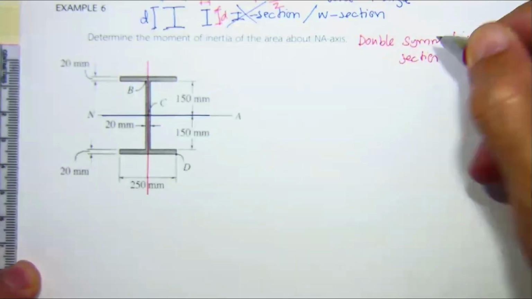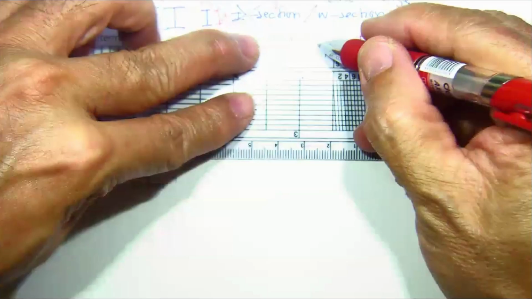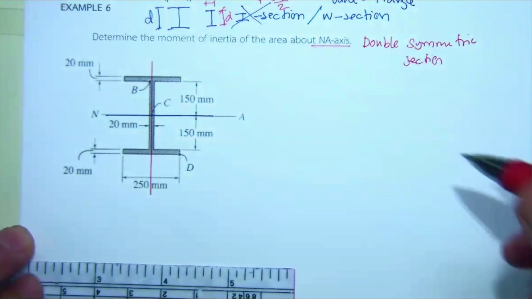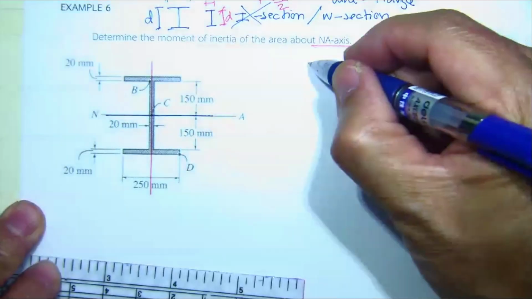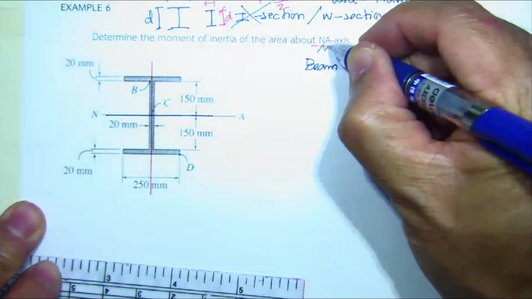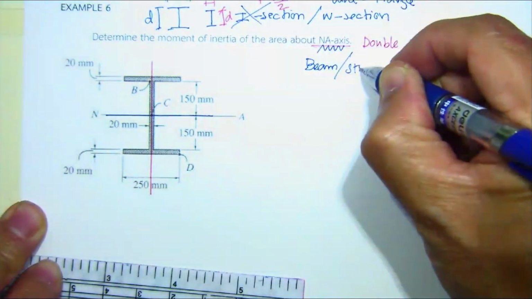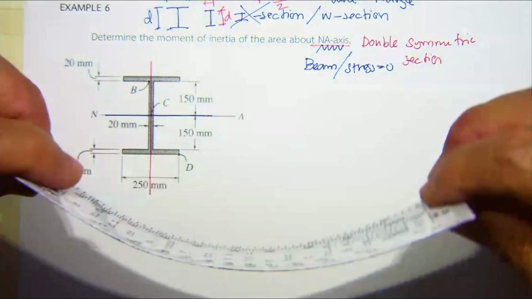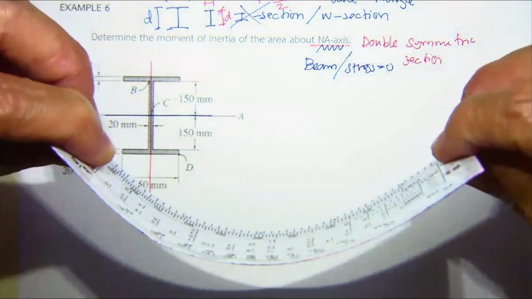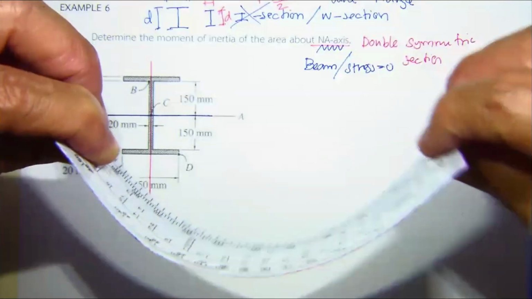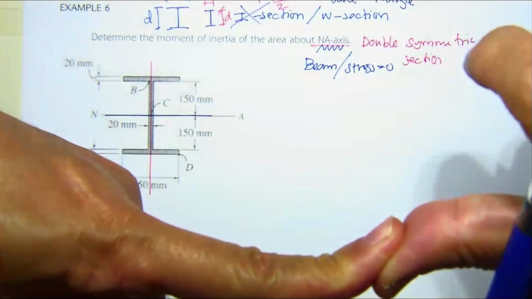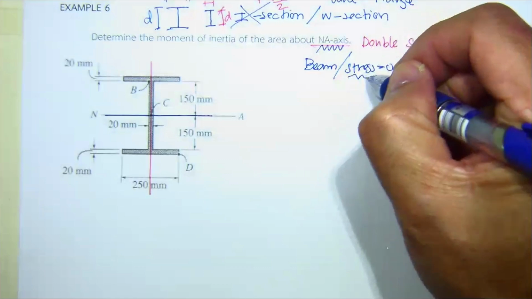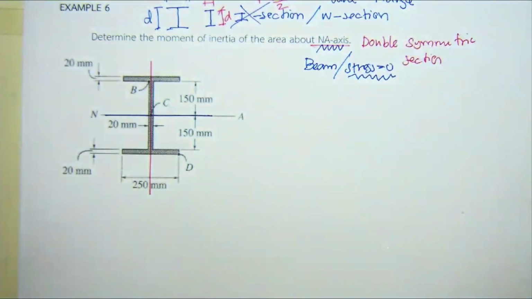Now, we are looking for the moment of inertia about NA. Again, it's not X, it's called NA. NA is important for a beam. For the beam, there is an axis where the stress equals 0. If you bend the beam like this, the top is in compression and the bottom is in tension. The same: top compression, bottom tension. The middle of this has no force, and then there is going to be no stress.